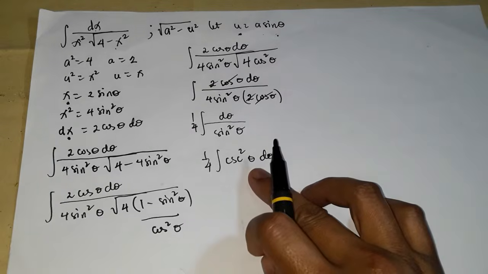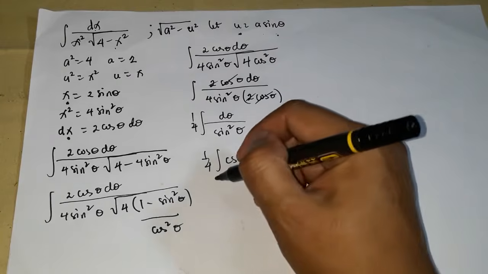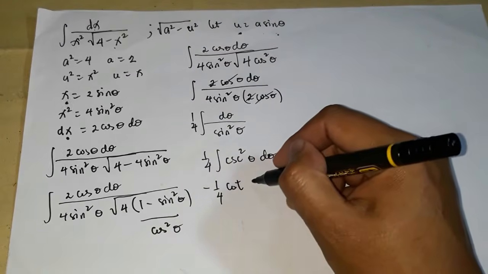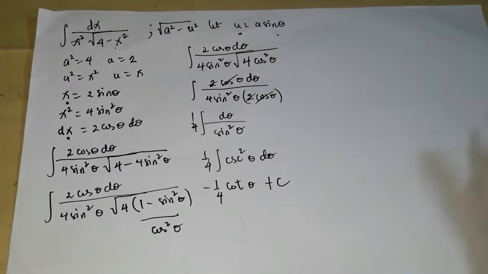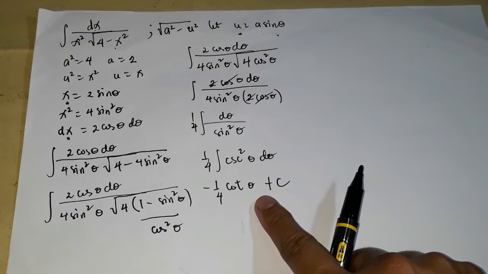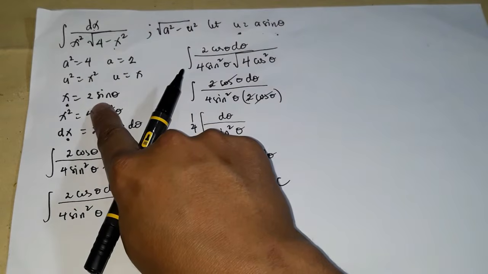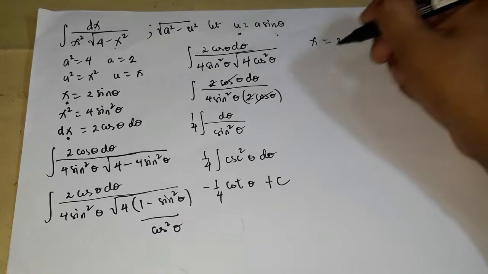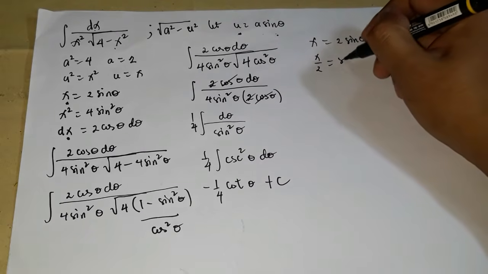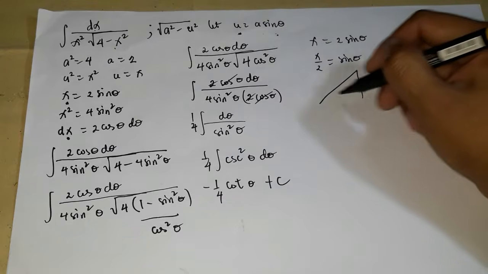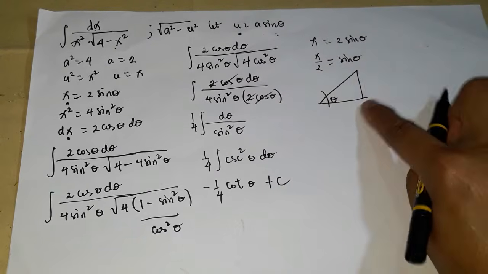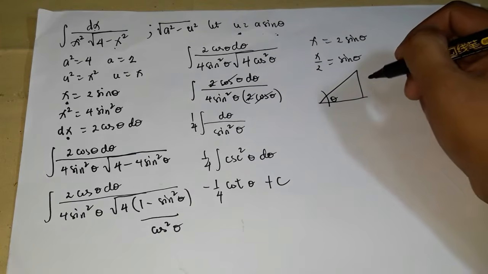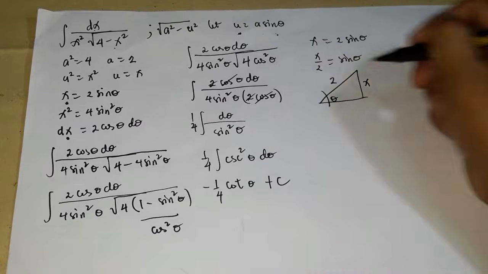And then integrating cosecant squared theta can now be done by the basic integration formula, giving negative cotangent theta plus c. And from theta, we will write it back to x by using this substitution. We say that x equals 2 sine theta. It follows that x over 2 is your sine theta. And then you draw the triangle. So if this is your theta, sine theta equals x over 2. It follows that your opposite side is x and the hypotenuse is 2.